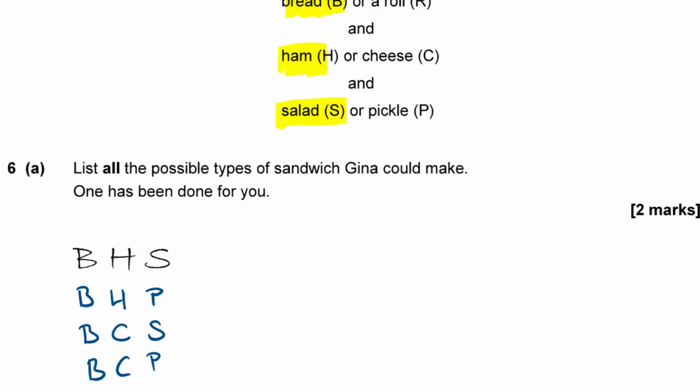So let's switch to rolls this time, and we're going to have pretty much the same method. We're going to start with roll, ham and salad, and then I can have roll, ham and pickle. And then I can have roll, cheese and salad, and then roll, cheese and pickle. Because I've gone through this in an ordered way, I'm pretty confident that I've got through all the list. And you can see there are 8 different possible sandwiches you can make with these different pairs of ingredients.